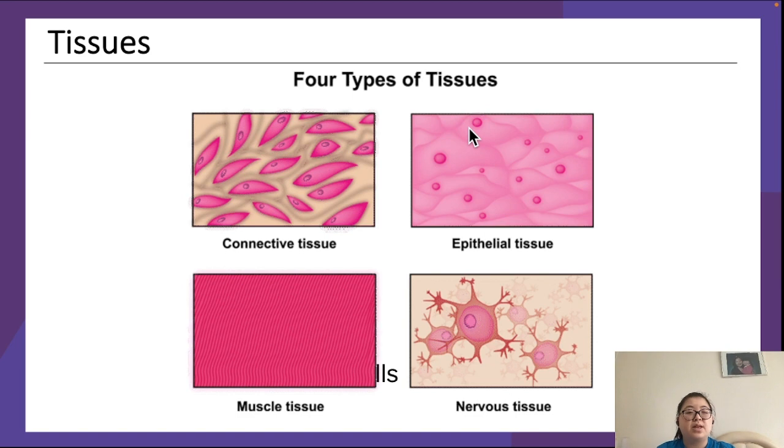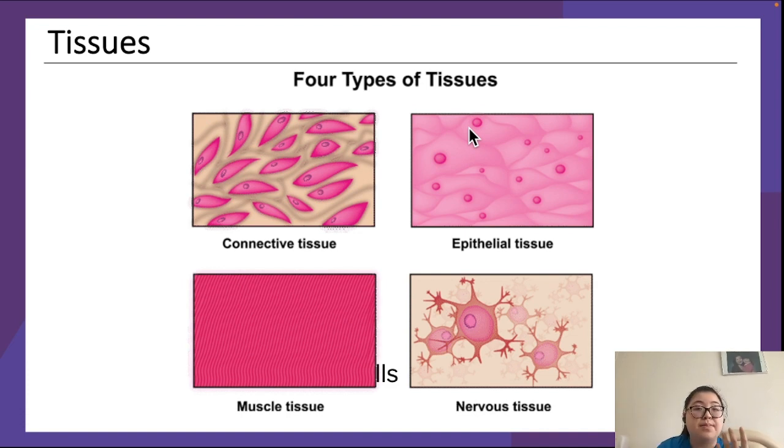Then we have epithelial tissue. Epithelial tissue is basically the tissue that just lines everything. So the epithelium of the body is basically your skin, right? Because it lines your body. And there's something called endothelium, and your endothelium is the lining inside of your blood vessels. So that can also get damaged and cause problems as well.